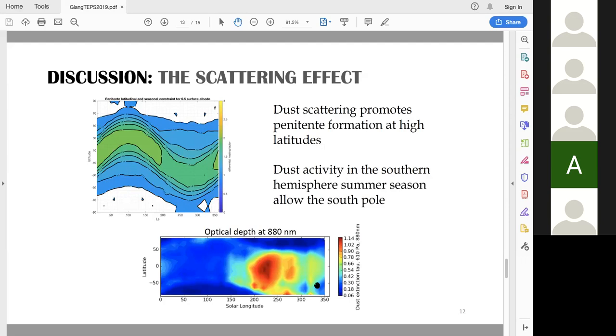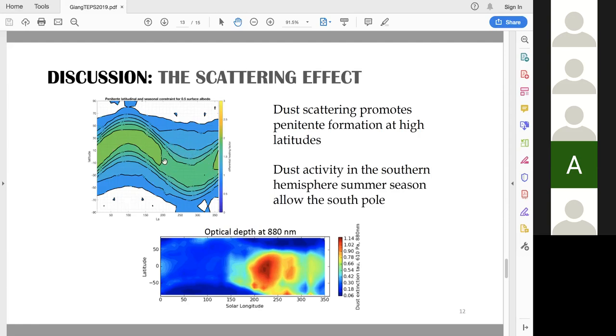Below here is the optical depth taken from the Mars Global Climate Database, averaged over 7 years at a sample wavelength of 880 nanometers. I have to thank Christina Smith for providing me with this plot. You can actually see the effect of scattering over here. If you look at this plot, this block or region of high activity corresponds to this part right here. And this is the differential heating factor.